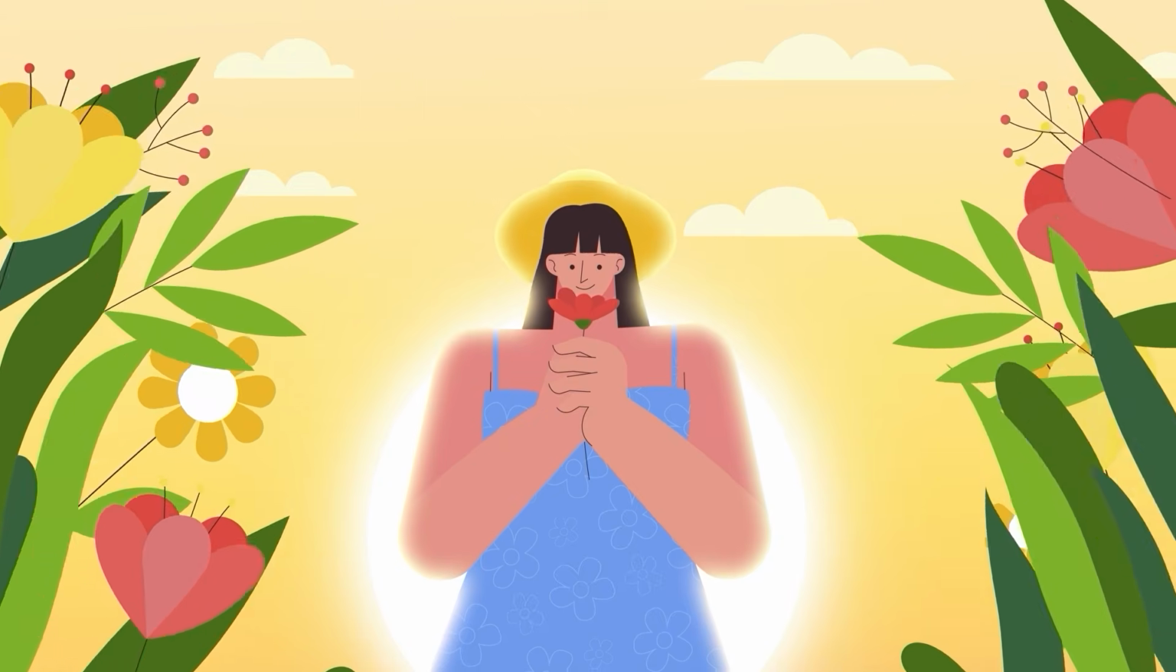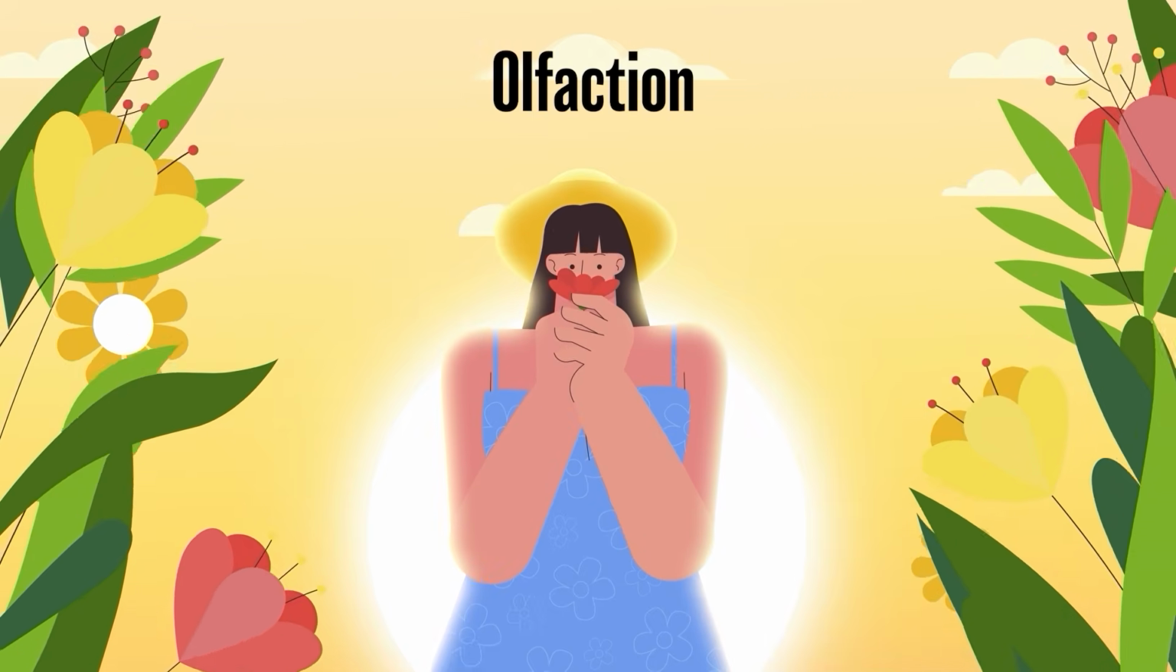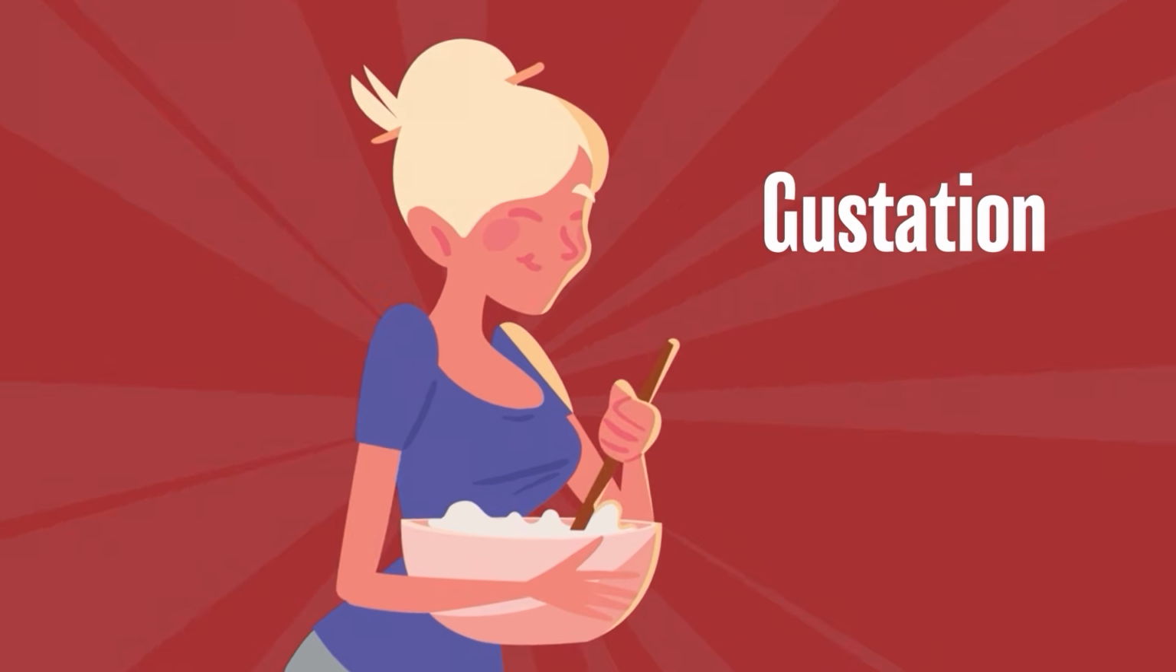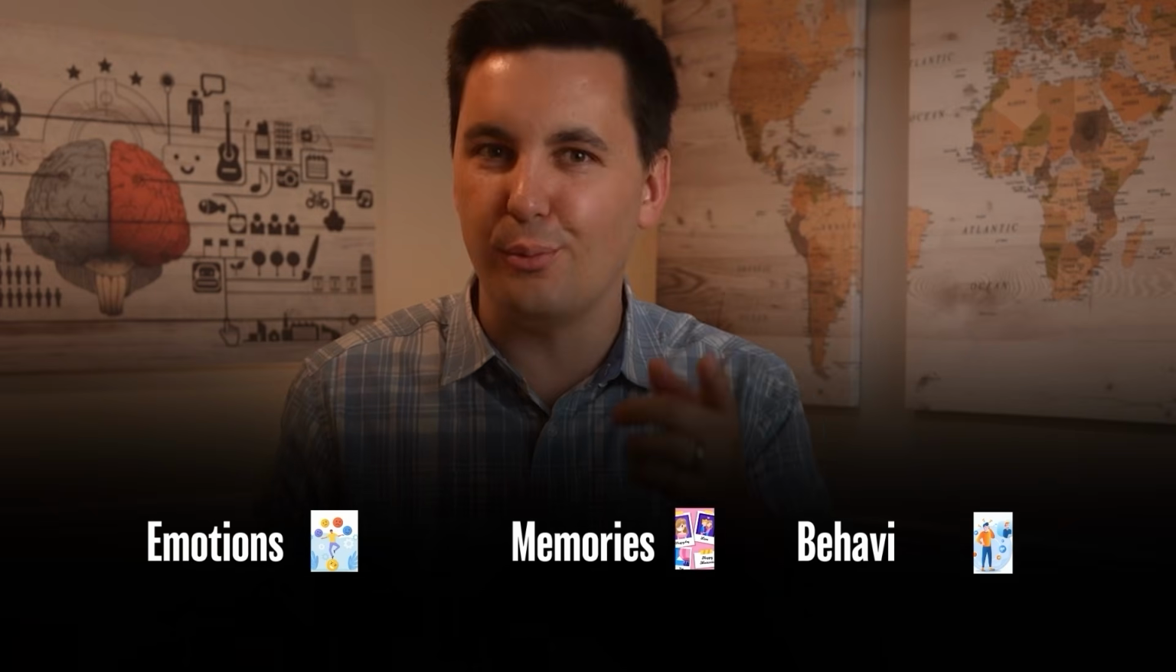Okay, so our chemical senses include our smell, which is also known as olfaction, and also taste, which is also known as gustation. These senses work by detecting chemical molecules in the air or food, and they can have a pretty big impact on our emotions, memories, and even behaviors.